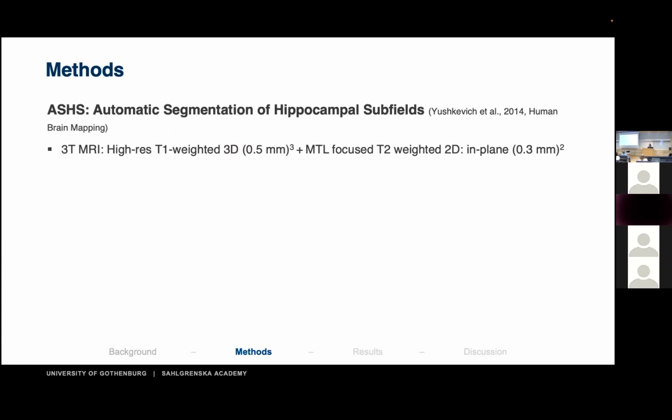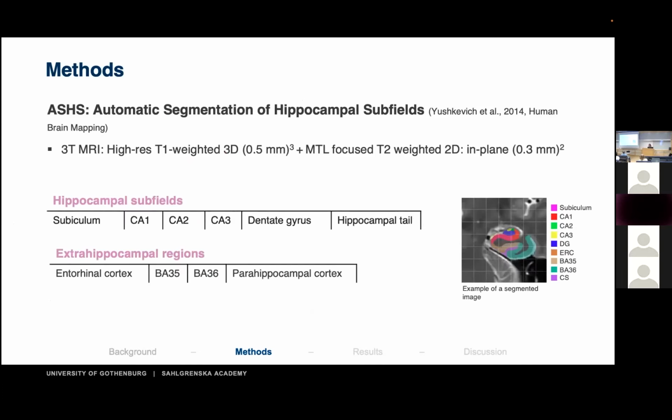In order to obtain the volumetric measures, we used ASHES, and I'd like to thank David Doan for processing our scans. High resolution T1 weighted and MTL focused T2 weighted scans were used as input. And we studied the following regions, looking at each hemisphere separately, and our analyses in general are quite exploratory. I would now like to show you some first results.